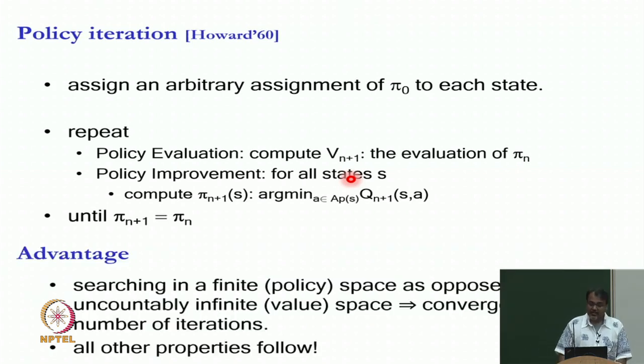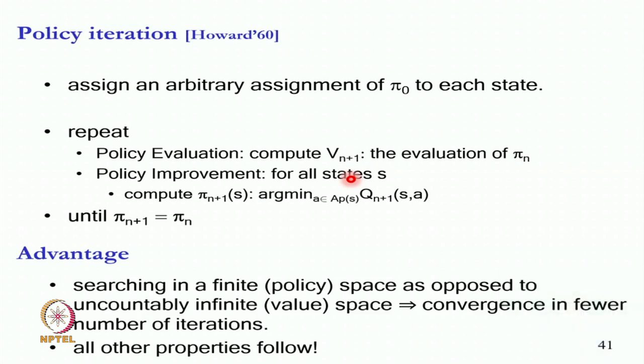The advantages are that first of all, I will be searching in a finite space as opposed to searching in an uncountably infinite space. Therefore, I can hope that my convergence will be in fewer iterations, and believe it or not, all my properties will follow. In fact, I can prove that pi n plus 1 will always be better than or equal to pi n, and equal when I converge. So, I am always making progress. Think of it as local search in the policy space, but in this very specific case, when I move up I will always be improving, and when I stop I have found the optimum. There are no local optima.